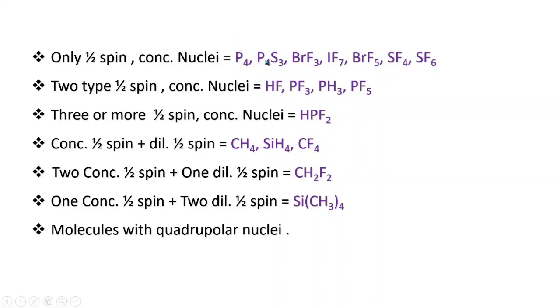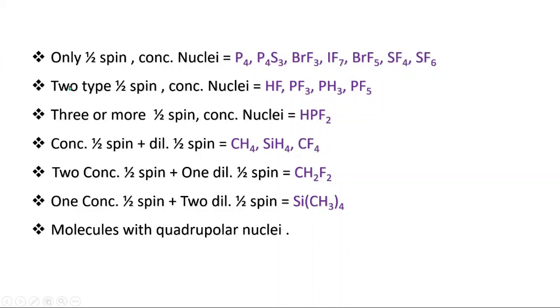In the molecule P4S3, sulfur is not NMR active, so the phosphorus-31 will give a peak. In this other case, fluorine will give a signal because it has a high spin half value, and bromine is not that much NMR active. Similarly, fluorine is NMR active and not iodine.